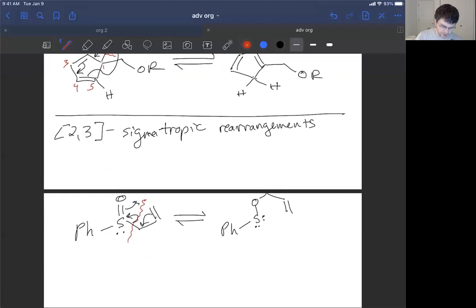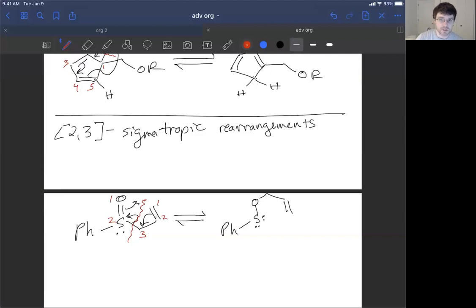Now within the transition state, we have 1, 2, 3 on this side, and then 1, 2 on this side. So it's a 2,3 sigmatropic rearrangement. And there's a few examples of this. But these are just examples of sigmatropic rearrangements. Again, 3,3 is the most prevalent by far.